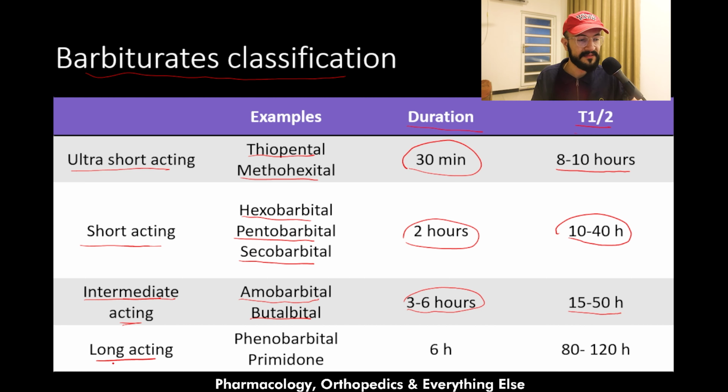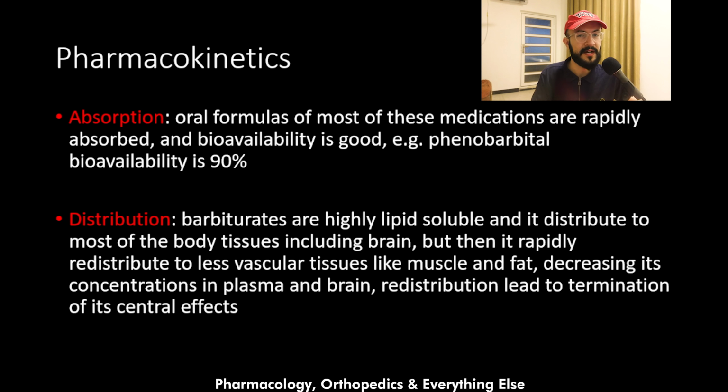And the last class is the long-acting. Examples for them are phenobarbital, which is the most used barbiturate nowadays, and primidone. Those have a duration of action of 6 hours and a T-half of 80 to 120 hours. Now let's talk about the pharmacokinetics of the barbiturates.